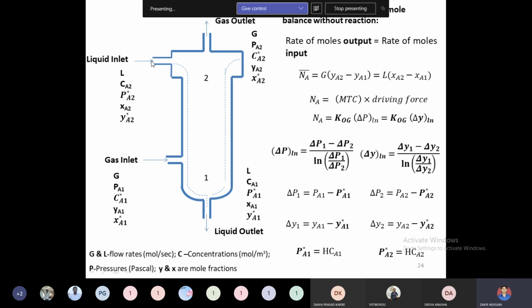So the liquid will just flow like this, through the wall. By supporting this wall, the film will be formed inside. Through this film, when the gas is inlet, the mass transfer will take place.